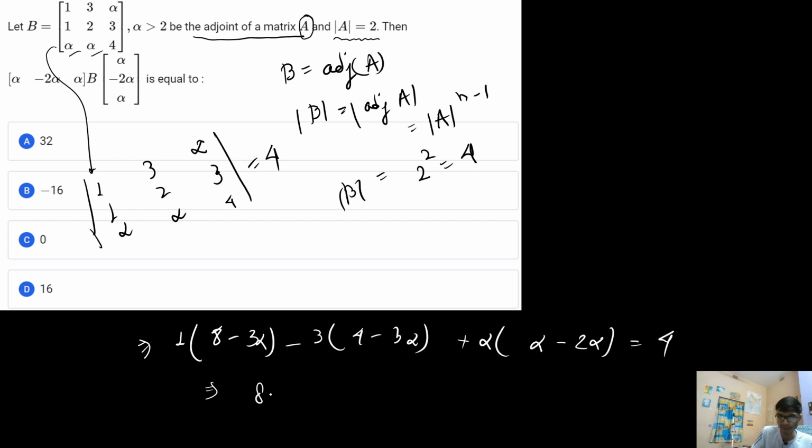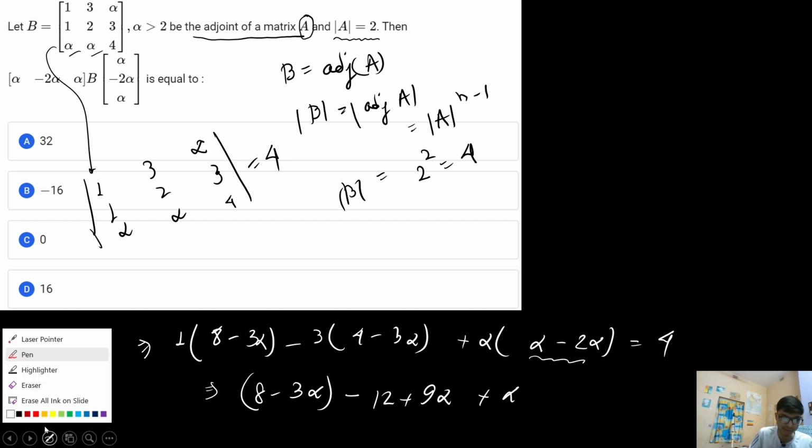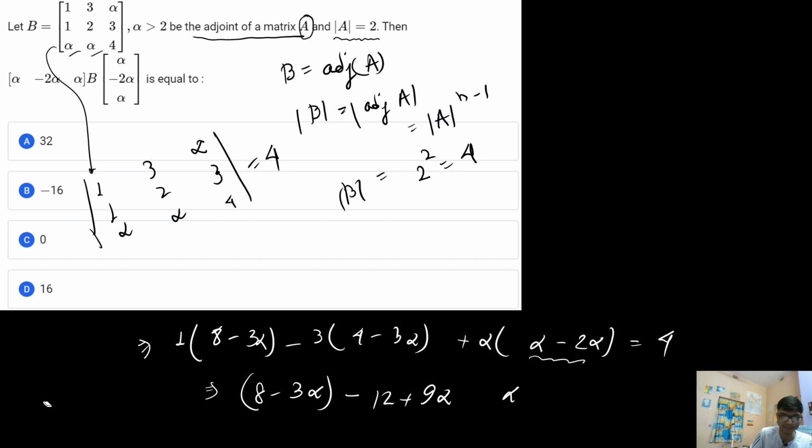Now from here I get 8 minus 3 alpha, minus of this, which will be minus 12 plus 9 alpha, plus minus alpha times alpha, which is minus alpha square, and this is equal to 4. Now if I solve this result, that is alpha square, the alpha terms combine to minus 6 alpha. From here, minus 12 plus 8 is minus 4, but we are taking the negative of that, so it will be plus 4. So plus 4 is equal to minus 4.